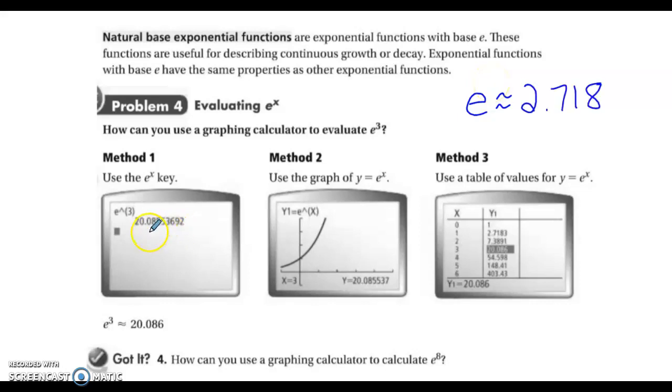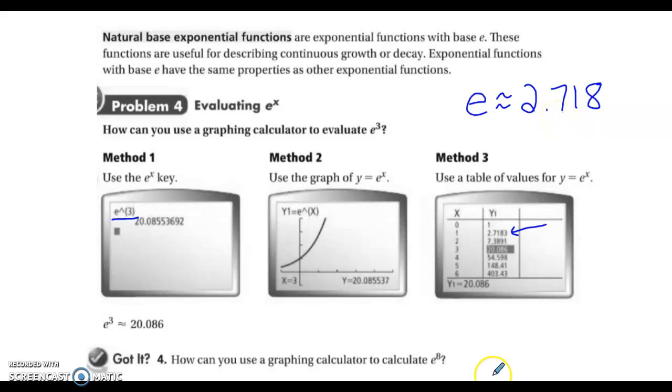So this I just got from your textbook. It says different ways of how you can calculate what e to the third power is. So you can do it just like we did and take e to the third power. We could have graphed it if you wanted to do that. And we could also use a table to figure out what e to the third is. Notice e to the first right here is the number that we got for e.